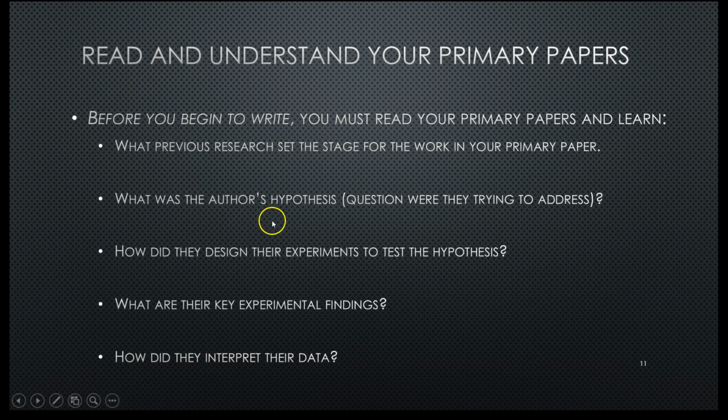You'll want to think about, for your primary papers, what was the author's hypothesis? What was the major question they were trying to answer? And then think about how their design of their experiments tested that question and tried to provide more information to resolve the question. As you look at their data, you'll think about what were their key experimental findings and how they interpreted their data. Was their data strongly supporting a conclusion or moderately supporting a conclusion? Were there some places where it was kind of equivocal? Those are things you'll have to figure out as you read and digest the papers that you will find during your literature review.